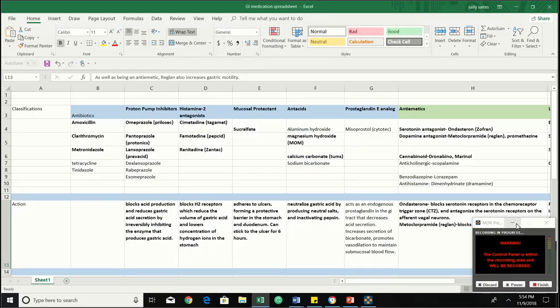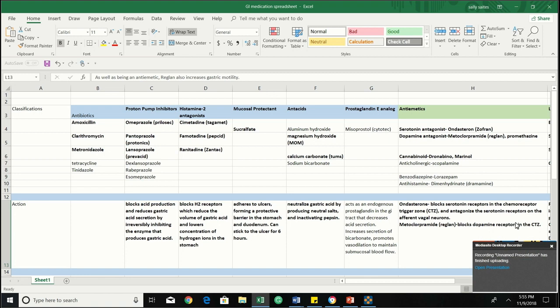Okay, everyone, here is the GI medication spreadsheet. I'm going to try and go through this quite smoothly with you. Many of these medications are over-the-counter, so you're not going to see a lot of adverse effects, just a few that you want to watch out for.